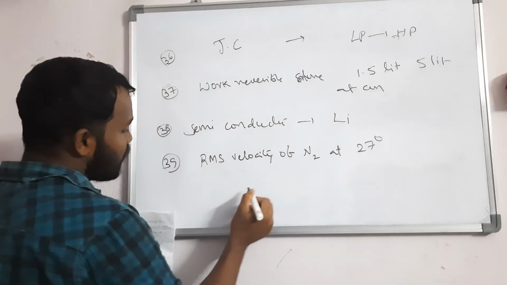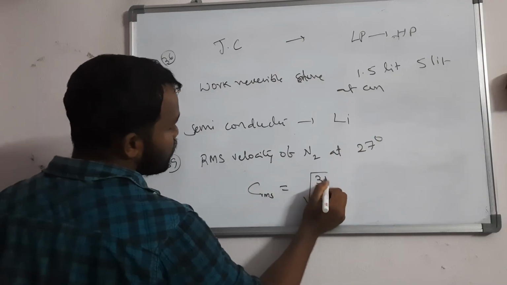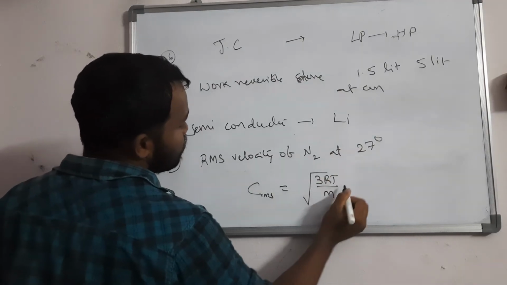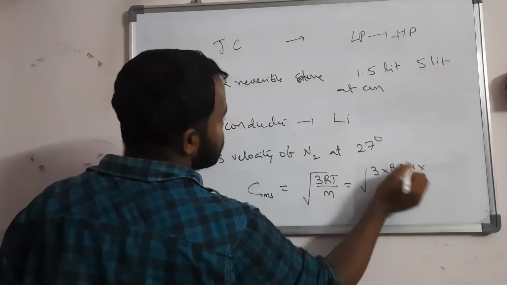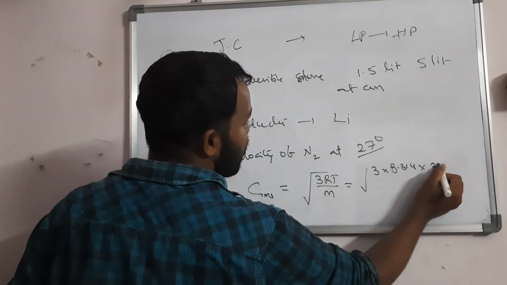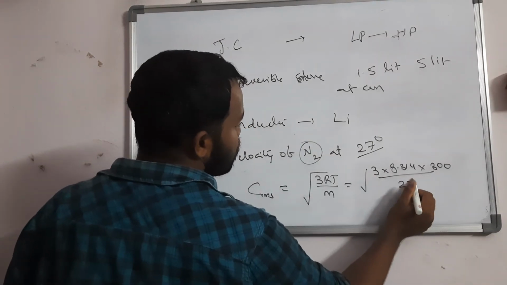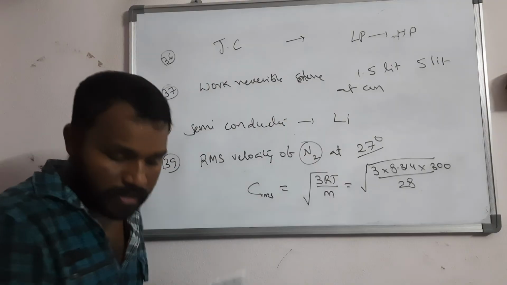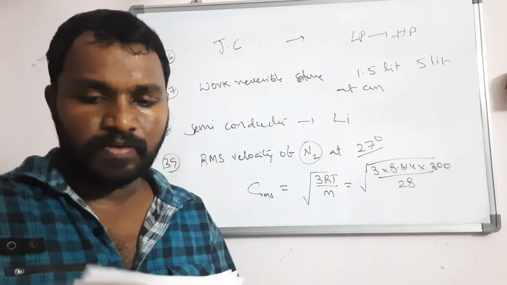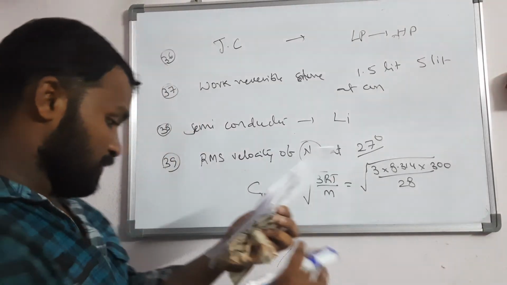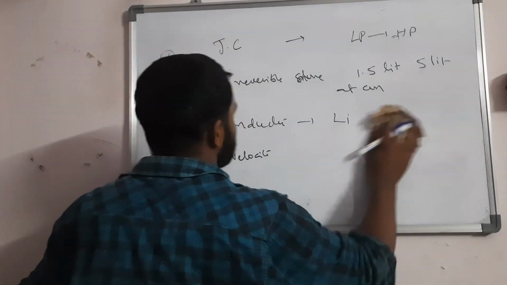So what is the RMS velocity? C RMS is equal to, what is the formula? Under root 3RT by m, right? So under root 3 into R is equal to 8.314. Temperature is 27 degrees plus 273, it's around 300 kelvins. Divided by what is the N2? N2 is equal to 28. Next, question number 40.